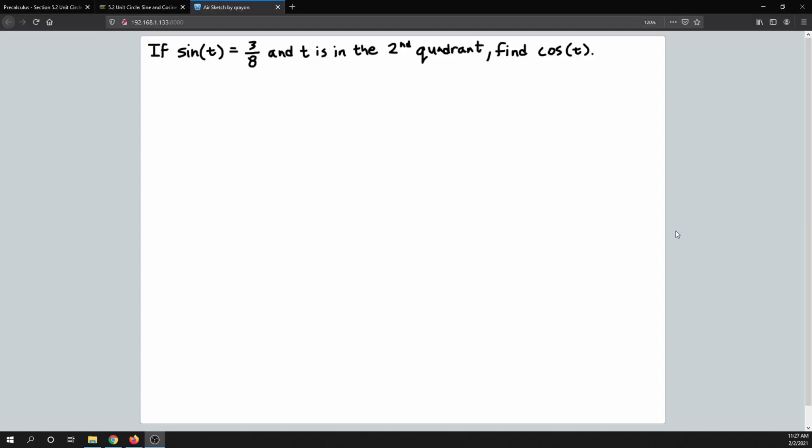All right, in this video, we are going to work through the following problem. It says if the sine of t is equal to 3/8 and t is in the second quadrant, find the cosine of t. All right, so the first thing that you want to do here is just draw a little sketch of what the angle looks like.